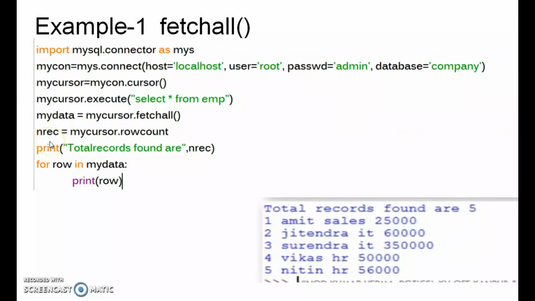NREC means number of records, that is equal to my cursor.rowcount. See, rowcount will return the number of records retrieved from this database. Then you can print the total records found. Then for row in data, print row. So it will print row by row. This is our output. First it prints the total records found are 5. Then it will print each record: one, Amit, sales, 25,000. Then Jitendra, 60,000. Like that, it prints the 5 records from our database EMP.